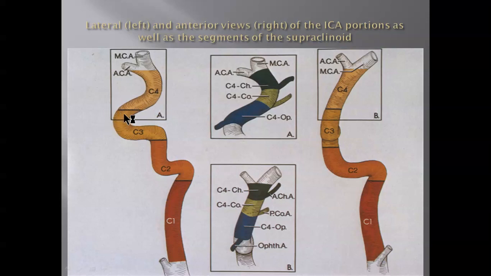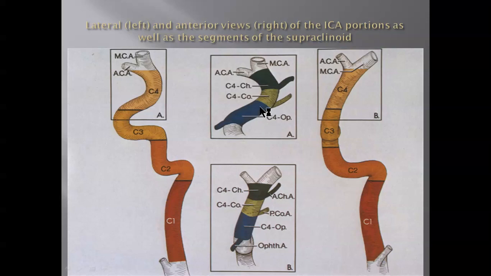This area he left out, which was termed the C5 segment or the clinoidal segment in the Boutilier classification. But what he further did is divide the supraclinoid segment into three segments of itself. So this is your supraclinoid segment.